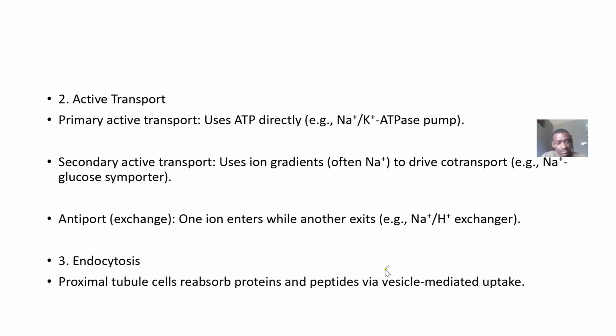So active transport, now we have primary active transport, which uses energy only, ATP. We have the secondary active transport, which basically uses ion gradients. Then we have the antiporters, where one ion enters where another one exits. It's like an exchange. Then lastly, we have endocytosis, which is mostly in the proximal convoluted tubule, which is reabsorbing proteins and peptides via vesicle mediated uptake.